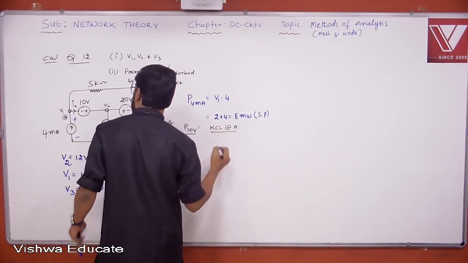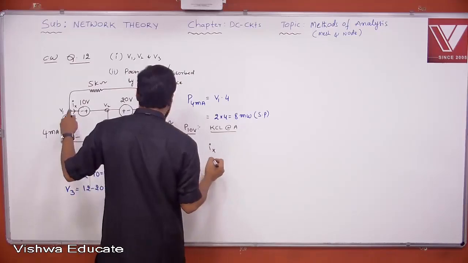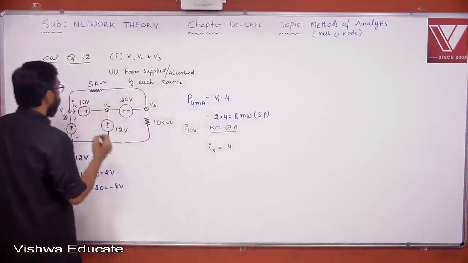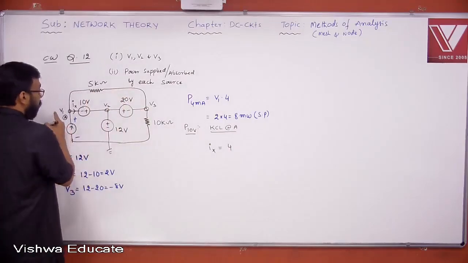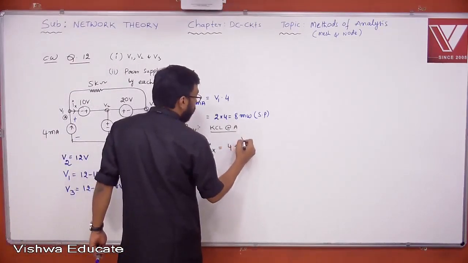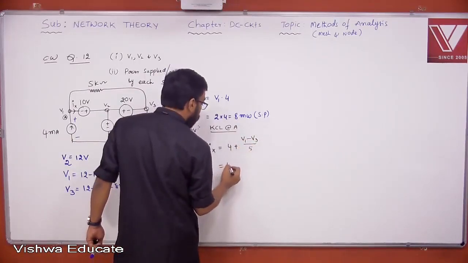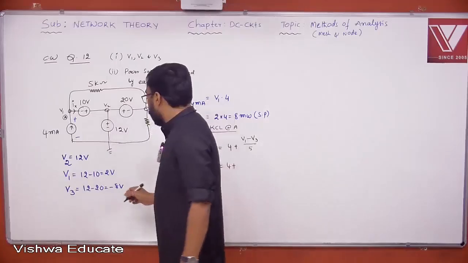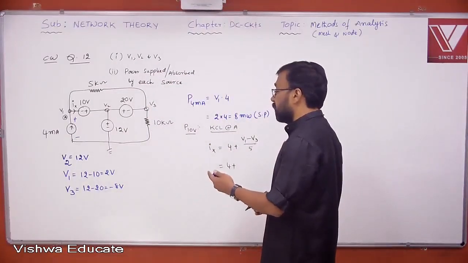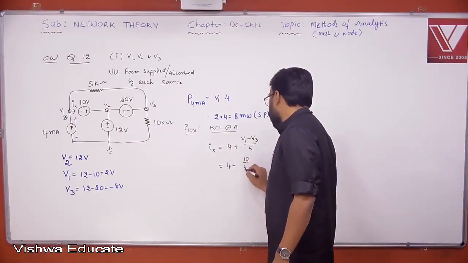KCL at node A. Ix is leaving. 4 milliamperes is entering. Now what about the current flowing through this particular path? V1 minus V3 by 5, that is leaving. 4 plus, what is V1? 2. What is V3? Minus 8. V1 minus V3: 2 minus of minus 8, plus 10 by 5.